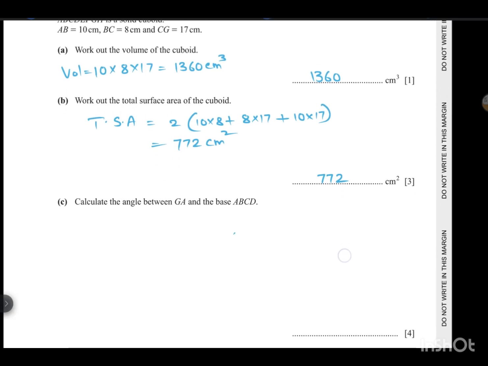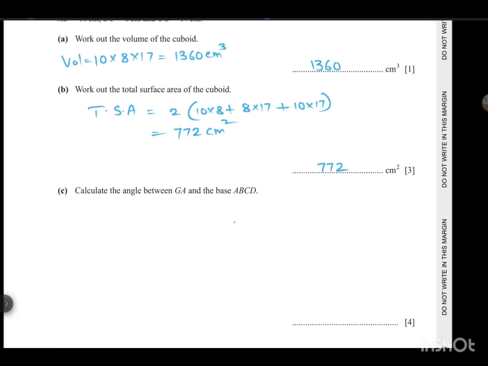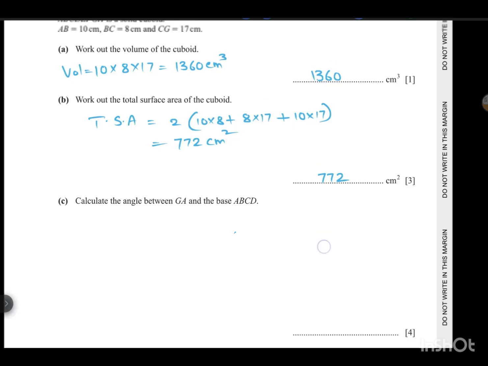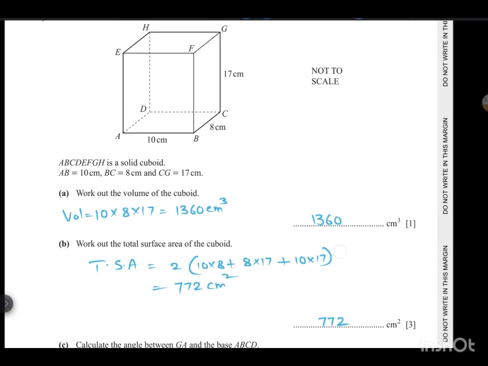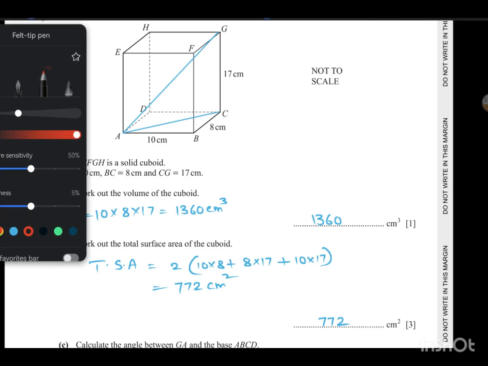Question C. Calculate the angle between GA and the base ABCD. So here we have to check the figure again. They are asking us the angle between GA and ABCD. What is GA? GA is the line from A to G like this. And for the angle formed, we have to draw one more line from A to C. So this will be making an angle here. We have to find this angle.